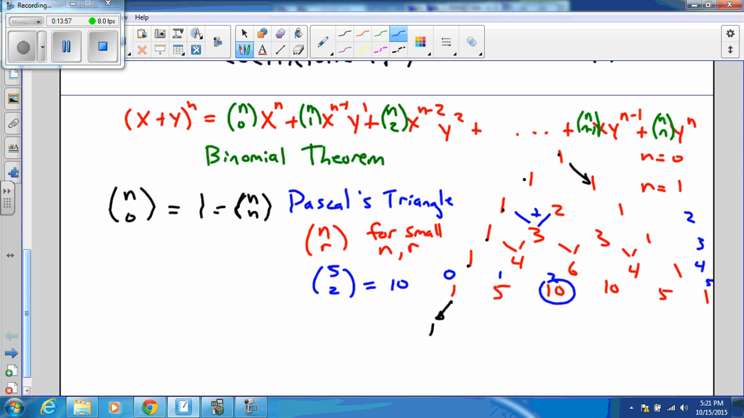The second thing that I want you to observe is that the second row along this line, row number 1, is always equal to n. So n choose 1 is always equal to n. And that's pretty clear because what we're doing as we go down in rows is we're adding 1 to the previous one, which means that this row is going to go up by 1 every time.